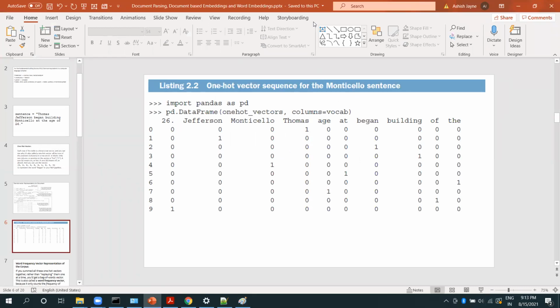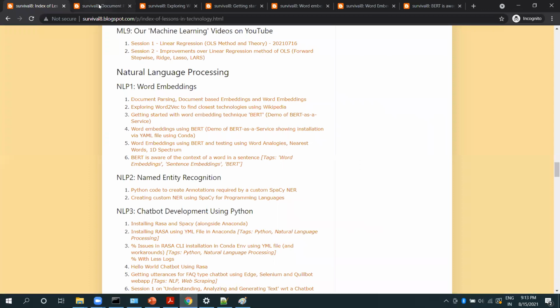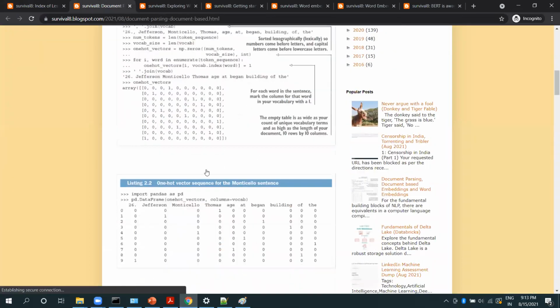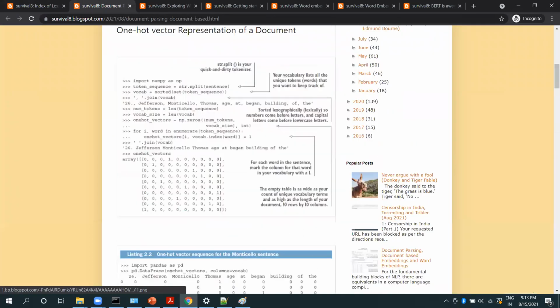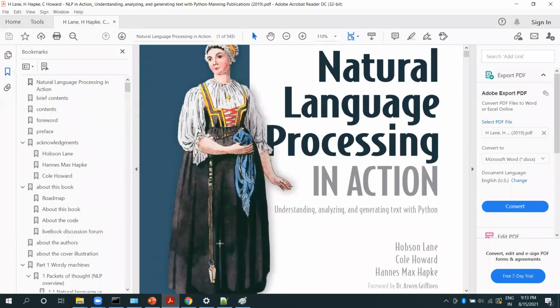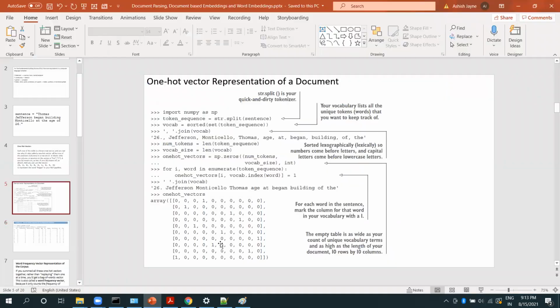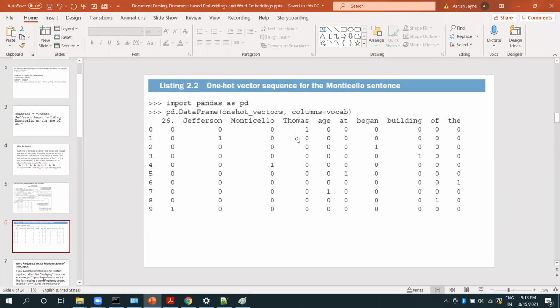Essentially, it's created this matrix by creating this one hot vector. All of the code is present also on this page. You can refer to it later. And this has been taken from this book. I'll share the book with you later, and you can go through it. This was for your understanding of how it creates one hot vectors.